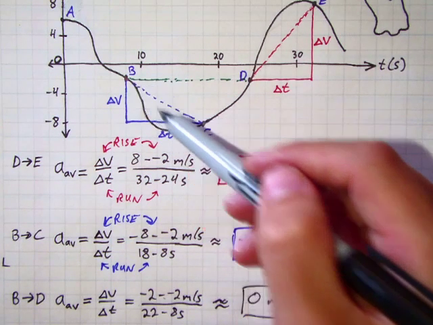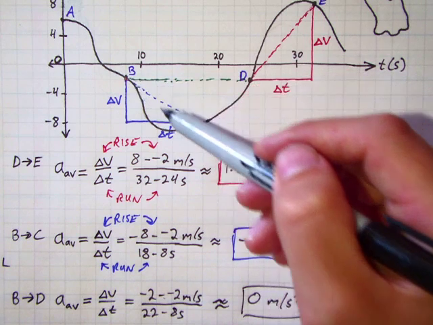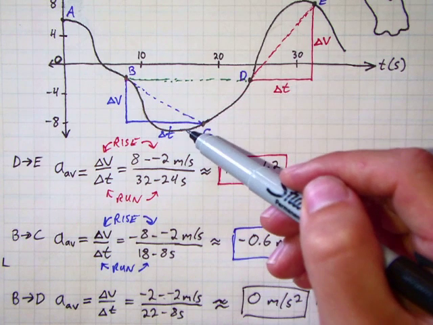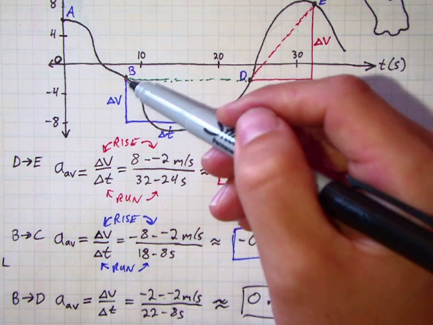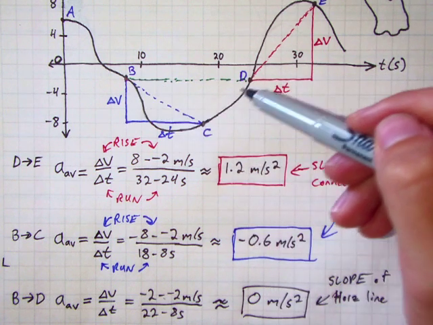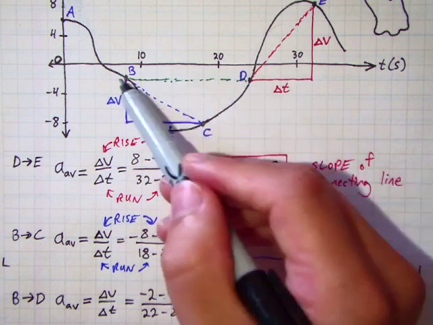It got moving faster in the negative direction, so it had this negative acceleration from here to about here, but then it had a positive acceleration from here back to here. So that negative acceleration and that positive acceleration averaged out to be a 0 acceleration between these two events.